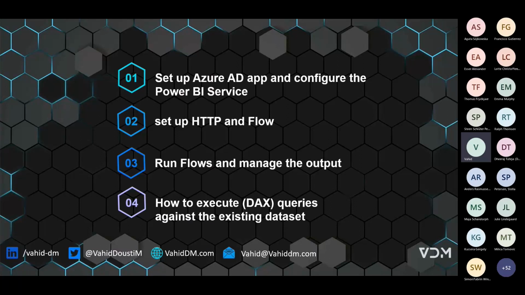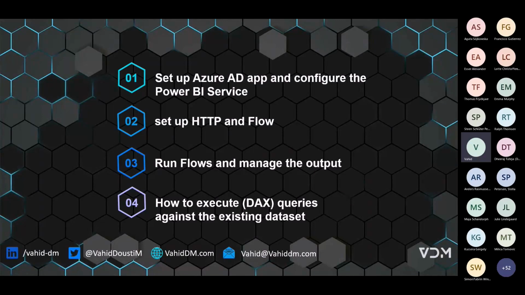So first of all, we want to know the prerequisites or predecessors of running the flow, which is to set up the Azure Active Directory app and then configure the Power BI service. We need to set up the app on Azure and then configure the Power BI service to use Power Automate and run the API. And then I will show you how to set up the HTTP action in the flow.